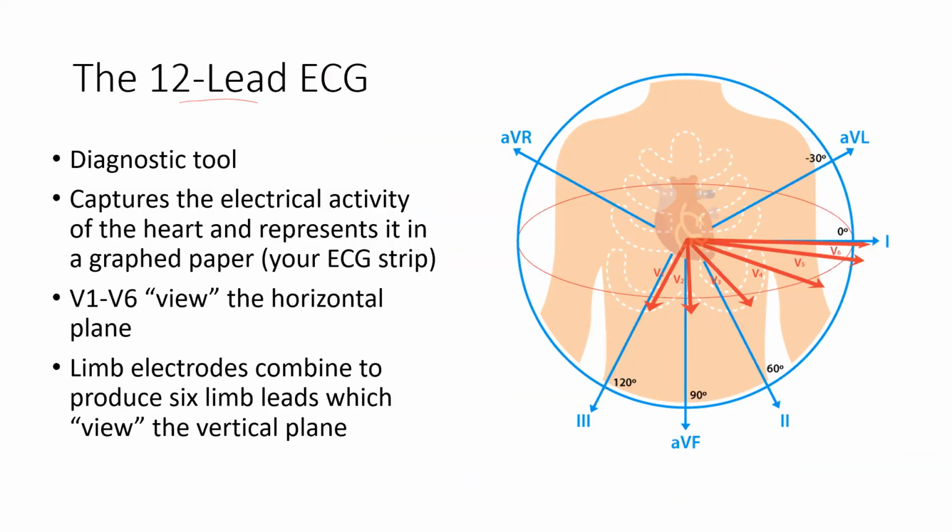And we have two different kinds of areas. We have the V1 to V6, which views the horizontal plane, so this goes around the front of your chest. And then we have your limb electrodes, which when combined together create 6 leads that view the vertical planes. So the ones you put on your shoulders and around your waist, those are your limb electrodes. And this is what allows us to get a full picture. As a lot of people would say, when we put this all together, it's giving windows of the heart. It's allowing us to peek through certain areas and see if there's something going on.